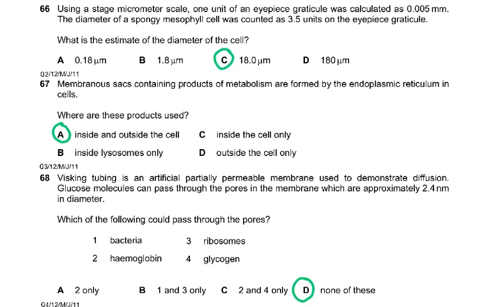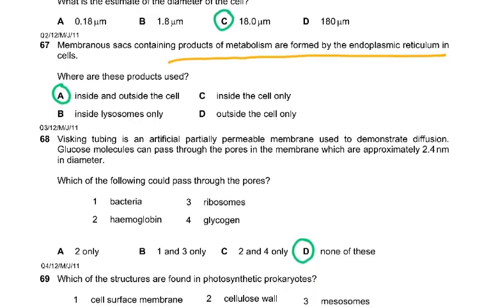Using a stage micrometer scale, 1 unit of an eyepiece graticule was calculated as about 0.005 millimeter. The diameter of a spongy mesophyll cell was counted as 3.5 units on the eyepiece graticule. What is the estimate of the diameter of the cell? The simple maths. Membranous sacs containing products of metabolism formed by the endoplasmic reticulum in cells. What are these products? Where are these products used? So of course they will be used inside and outside the cell.